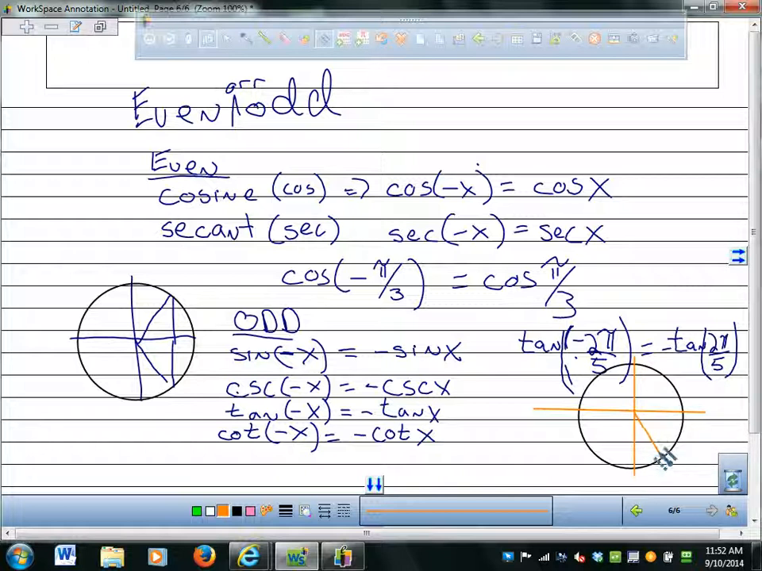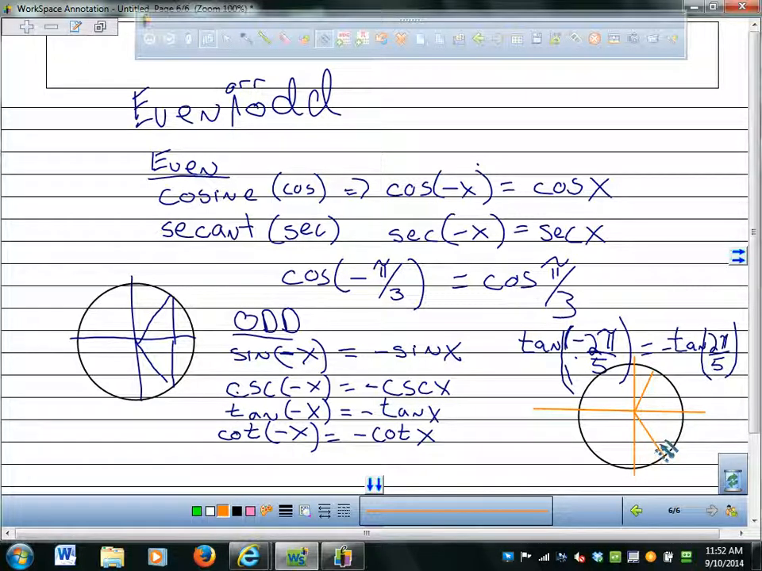Yes, because pi over 5, this is 5 pi over 5s, right? So this would be 2.5 pi over 5s. You kind of see how I'm thinking, okay? So this would be negative pi over 5. Where would positive 2 pi over 5 be? 1st quadrant. In the first quadrant, okay?